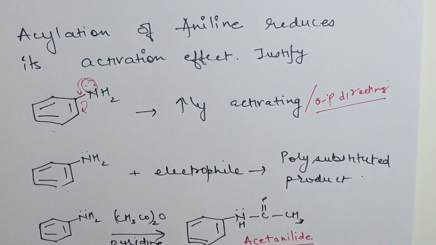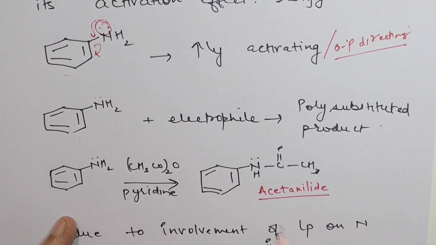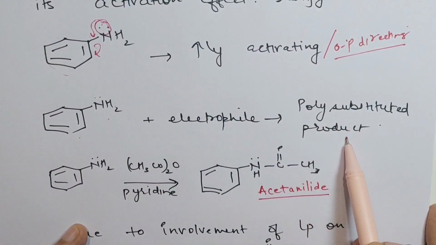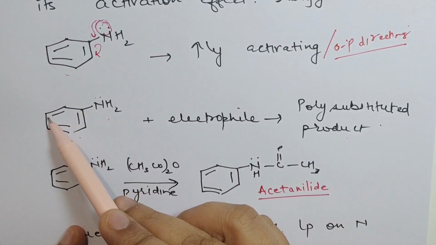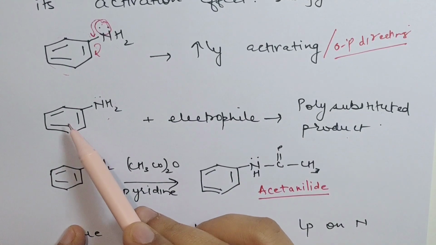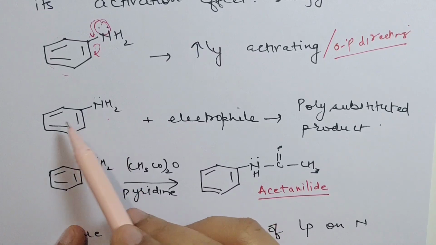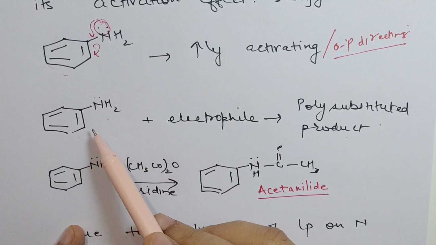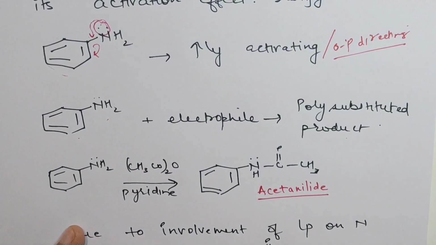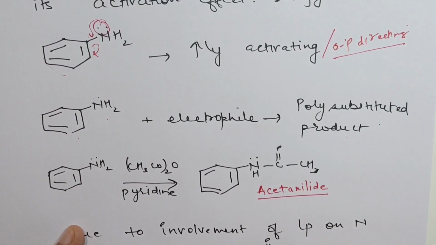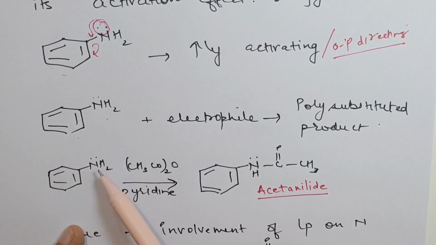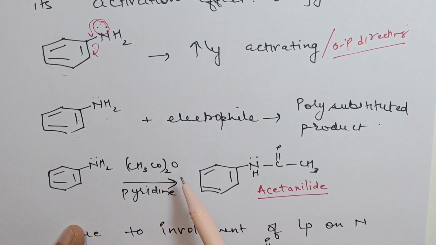But now the problem is that when the electrophile attacks on aniline, we get polysubstituted product because this benzene ring is very, very activated. So we get ortho product and para product all at once, right? So we get 2, 4, 6 substituted aniline. But what if we wanted to make only para substituted aniline? In that case, acetylation works. When we treat aniline with acetyl chloride or acetic anhydride, we get acetanilide.